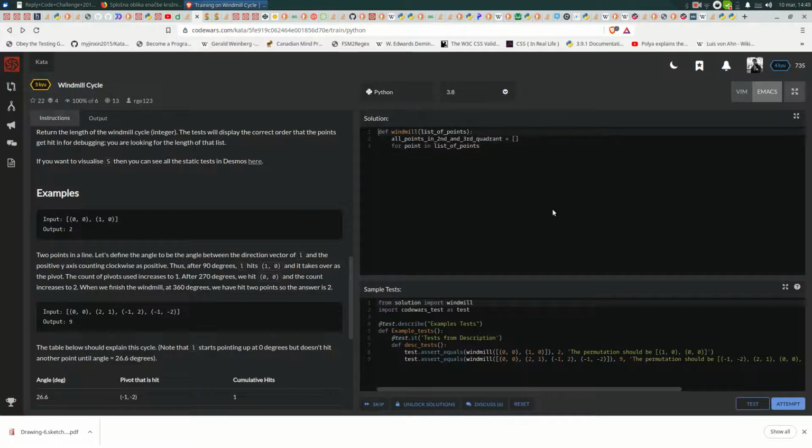I think we should make another function, so we say def copy points into second and third quadrant. Like again, input is the list of points. I do for points in list of points. Copies.